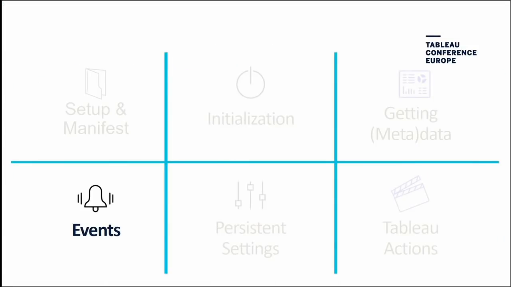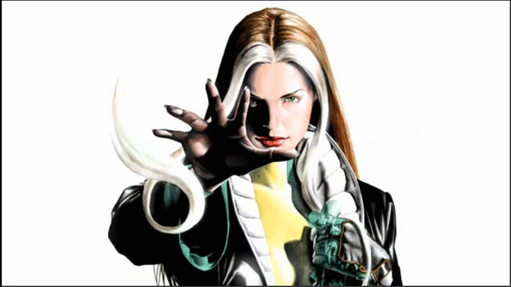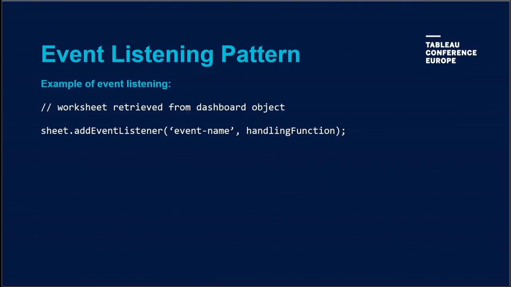So far, what we've done is launch this dashboard extension, which is taking the state of the selected marks at that moment. So what we need to do to be able to listen to events such as marks change, selected mark change, or an updated filter or changed parameter, is add an event listener. I forget the name of this lady, but it looks like she's listening to events.